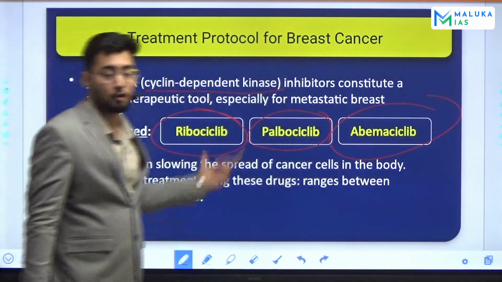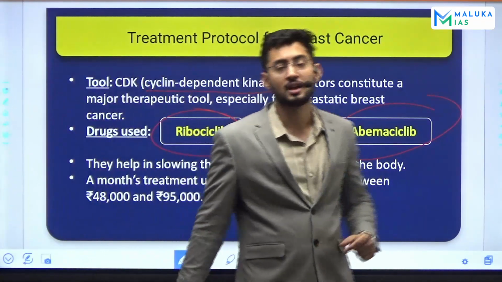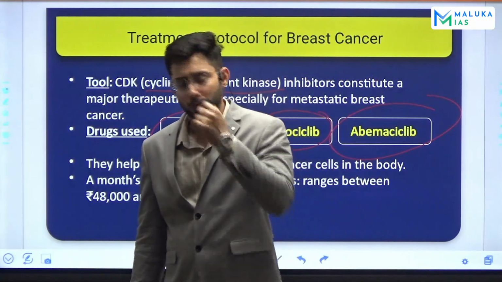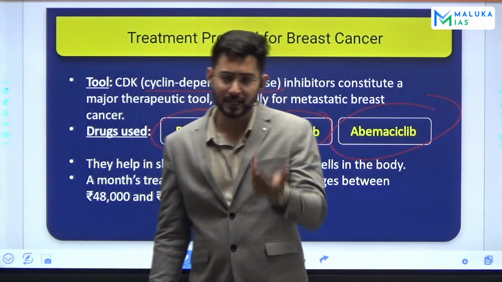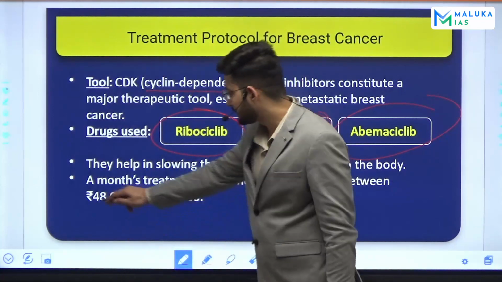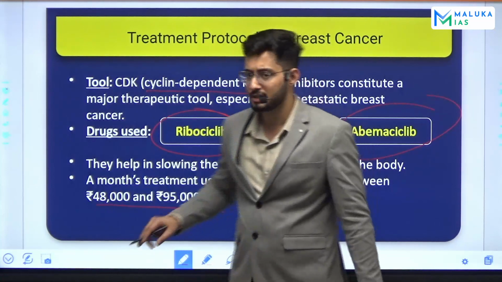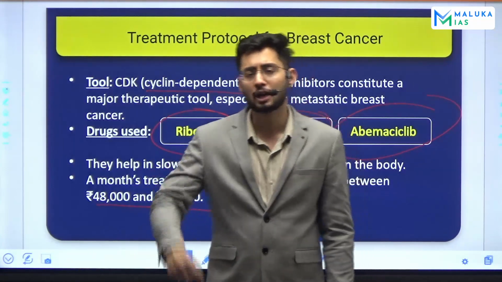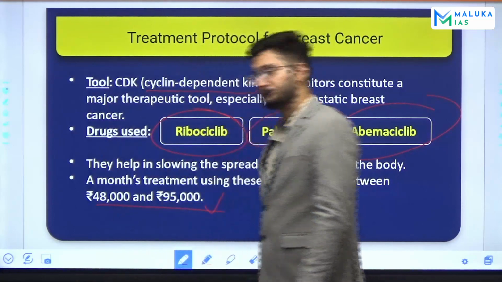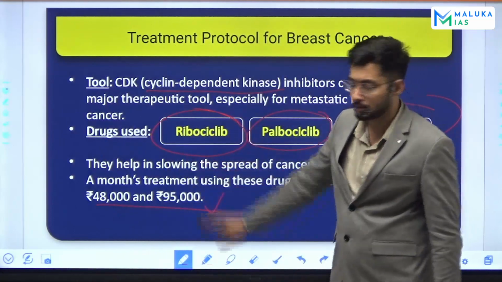and the monthly treatment costs around 48,000 to 95,000. So how is it possible for an individual living in a developing country to afford a monthly treatment of 48,000 to 95,000? If you look, there are only 1 to 2% of people in India who earn that much, right? So this is not at all affordable.